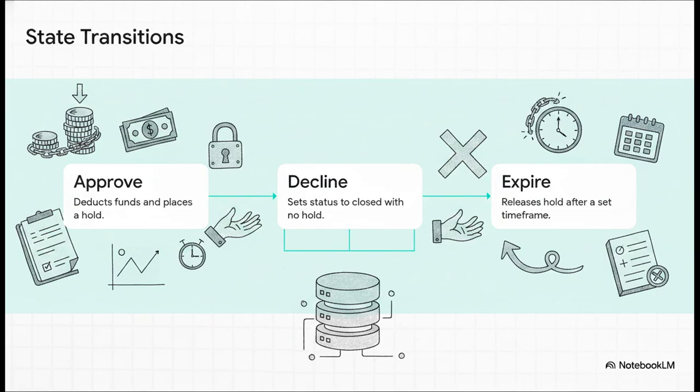And regardless of the final amount, the core state transitions here are totally ironclad. You approve it, which deducts funds and places a hold. You decline it, which instantly closes the authorization with zero impact to the balance. Or you just let it expire. If a merchant forgets to actually capture the funds, Stripe just automatically releases the hold after a set time frame. Your ledger effectively heals itself, which is huge because it saves you from having to write a bunch of custom reconciliation scripts just to hunt down orphaned holds.